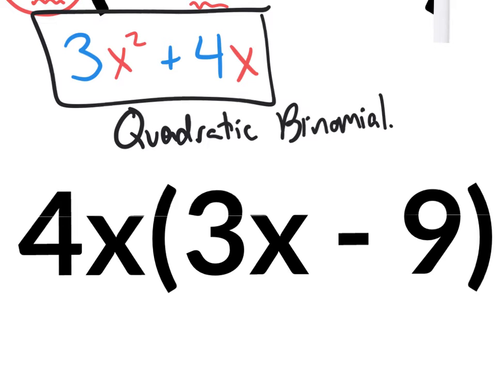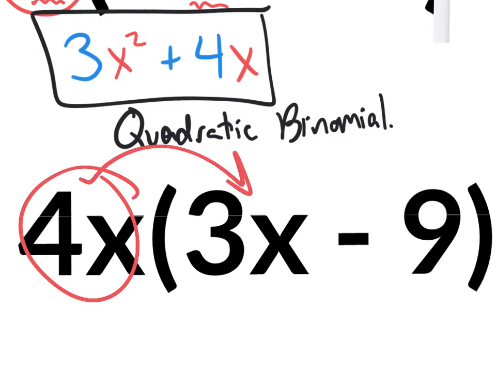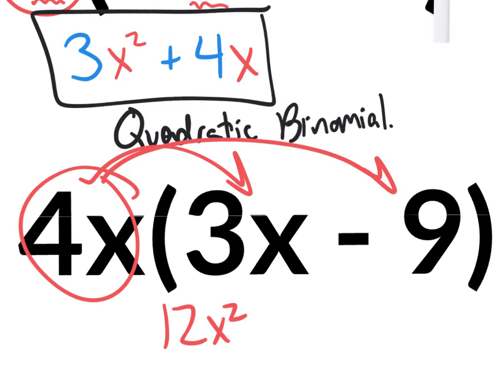So again, we're going to distribute 4x times 3x. It's easy, just do the numbers. What's 4 times 3? It's 12. And then after that, what's x times x? It's x squared, okay? So you distribute it to the first one, now distribute to the second one over here. 4x times negative 9. Again, do the numbers. What's 4 times negative 9? It's negative 36. And then do the x's. Well, how many x's do you have? You only have one x. There's no more x's, so just bring that down.